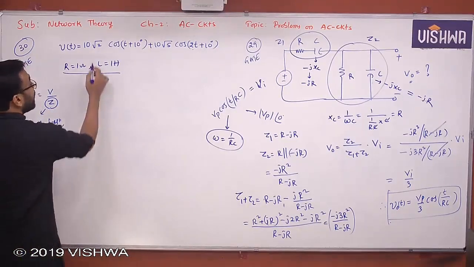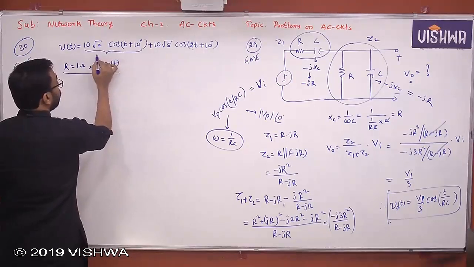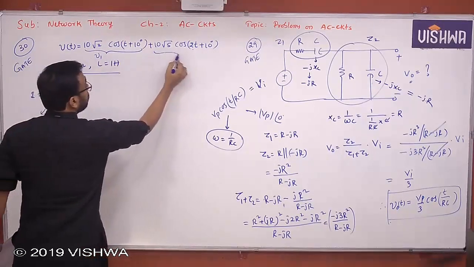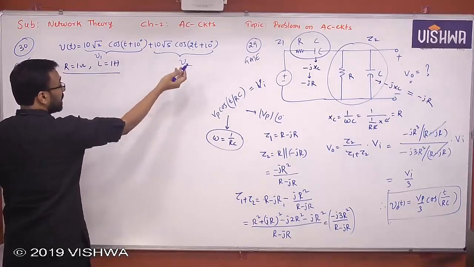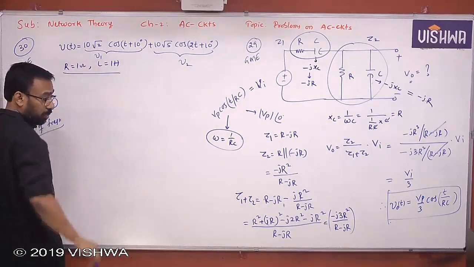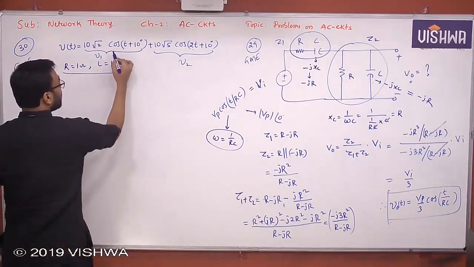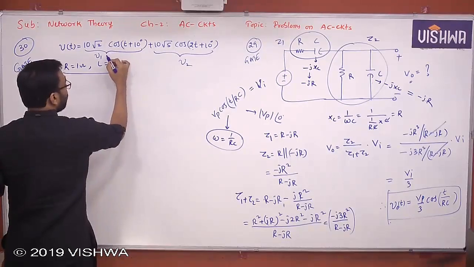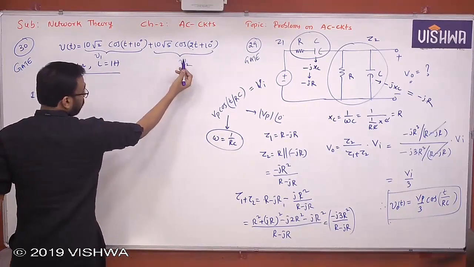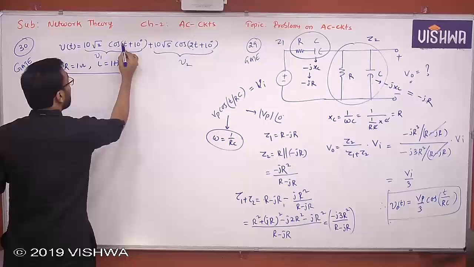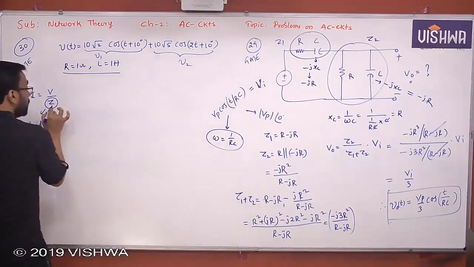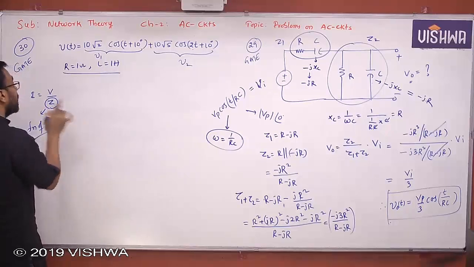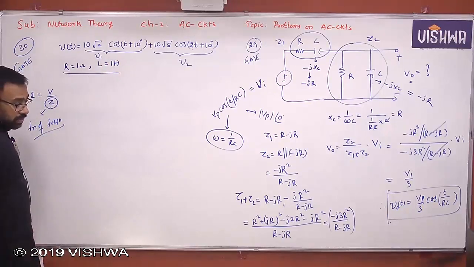You can treat it as the sum of two voltages, V1 and V2. It is as good as two input signals added to get the total input signal. So find what is I due to V1, what is I due to V2. Both are different because this one has 1 radian per second, this has 2 radian per second, and impedance is a function of frequency. Then obviously the current will change for the two different voltages.